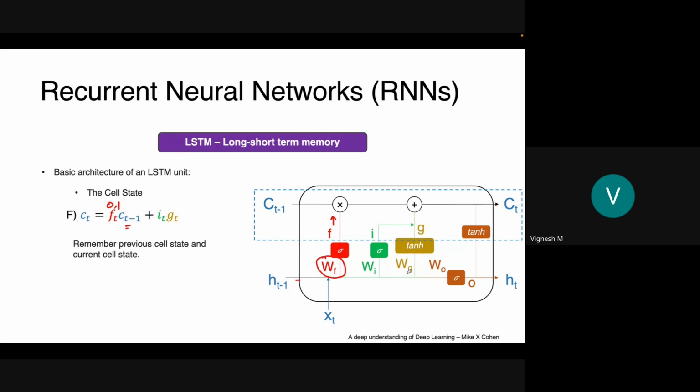And then you have your new information that's coming in, right? WG will decide what new information comes in and how it should be represented. WI decides what aspect of the new information should be taken to the long-term storage, and that forms your new cell state C t.